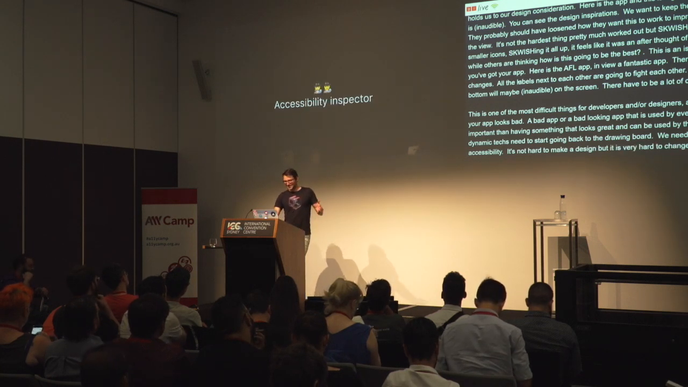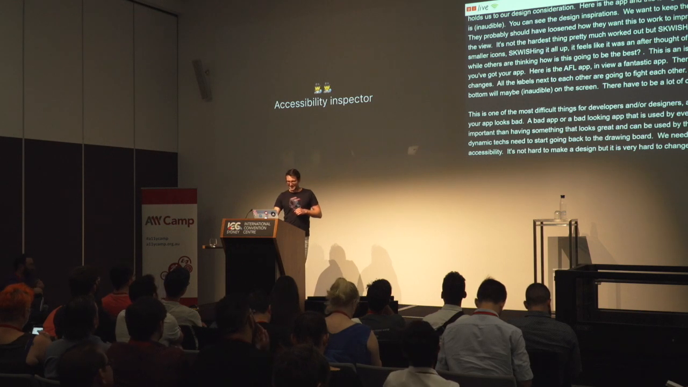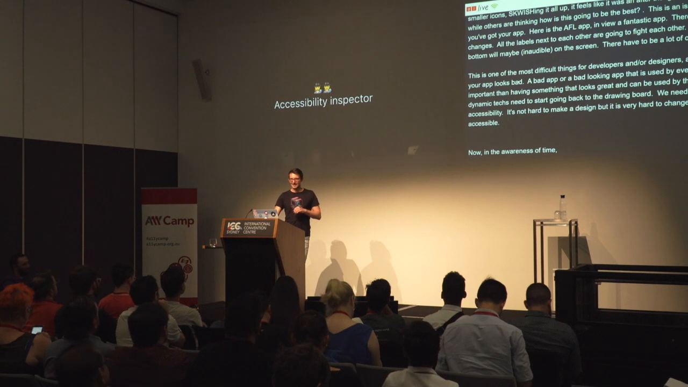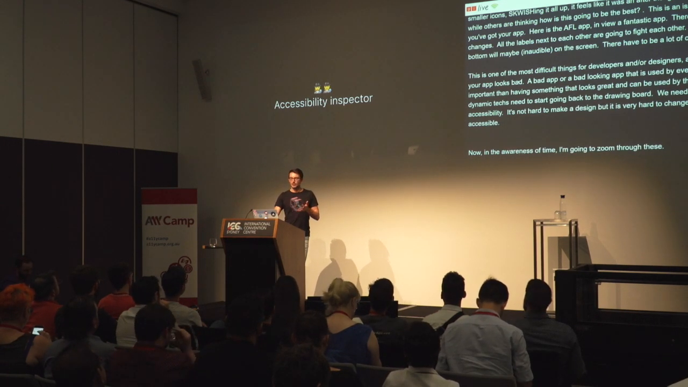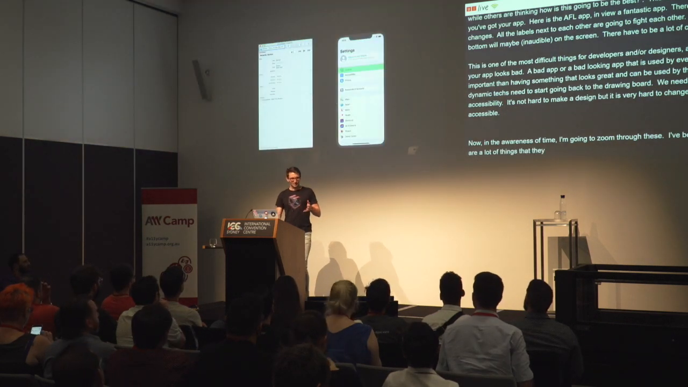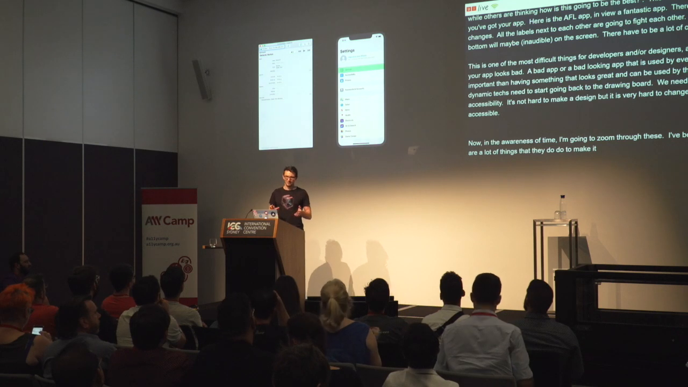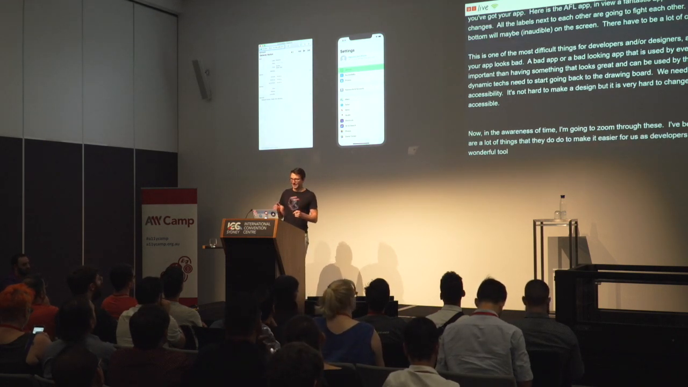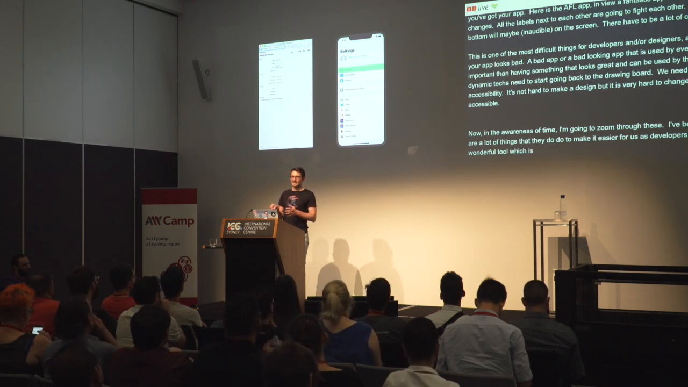Now, in the awareness of time, I only have a little bit left. I'm going to zoom through these. I've been bagging Apple a little bit about how they don't help us at all. But there are a lot of things that they do to make it easier for us as developers. They provide a wonderful tool, which is downloadable with Xcode, the programming software, called Accessibility Inspector. And this makes it really easy for us to test against accessibility.